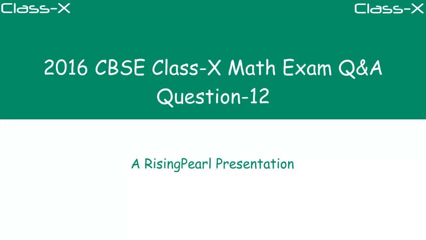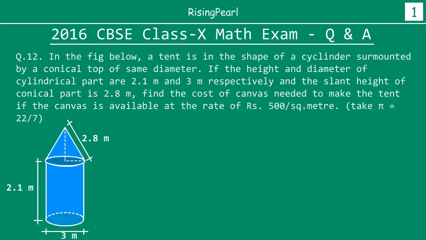Today we are going to take a look at question number 12. How do we solve question number 12 that appeared in the 2016 CBSE Class-X Math exam? Let's find out what the question is and how we solve it. What we have been given is, in the figure below, a tent in the shape of a cylinder surmounted by a conical top of the same diameter.